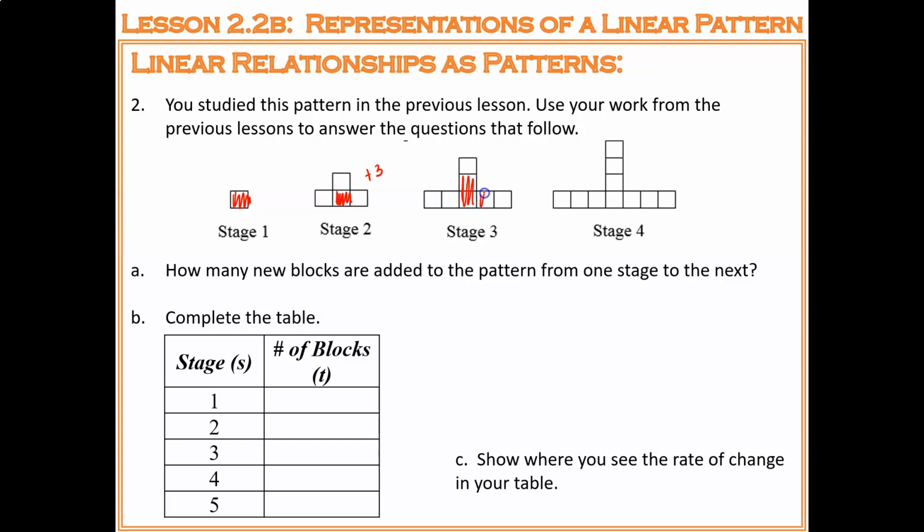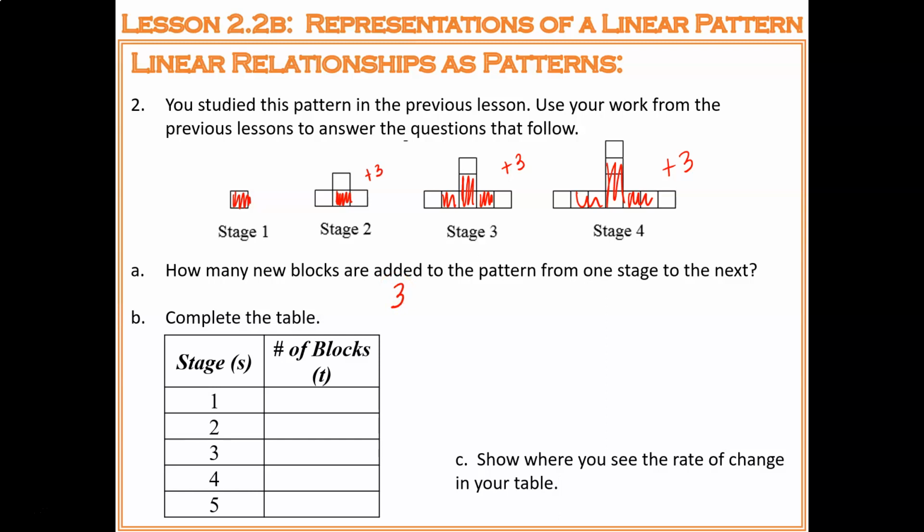Let's color it in so you can see. So you add 1 more to each side, you add 3 total. So keep your eye on what stage 3 looks like. So you're going to add 3 to that. So part A says how many new blocks are added to the pattern from one stage to the next? 3. We add 3 every time.